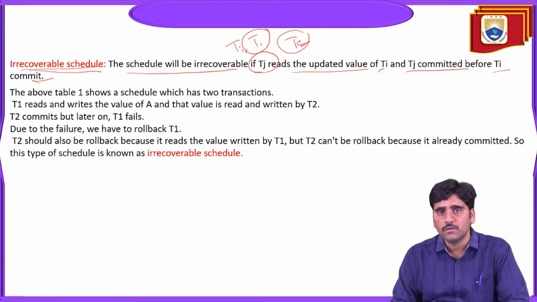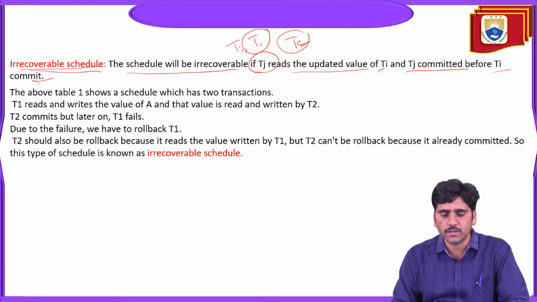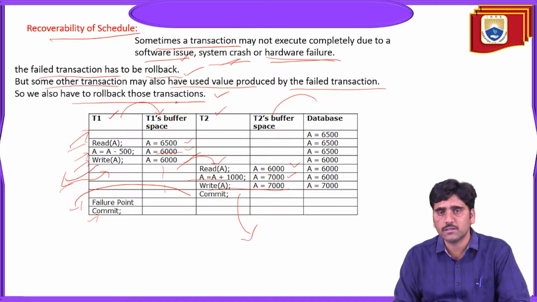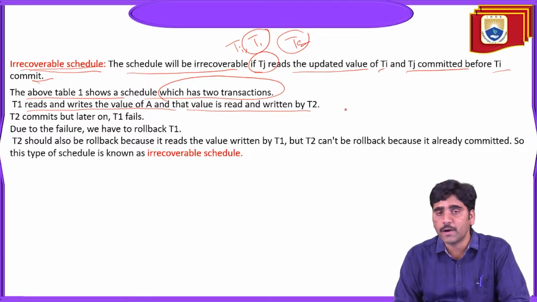That means if the transactions may not be committed, then you are not able to roll back. We are not going to roll back the not committed transaction. From this diagram, we can say that the above table 1 shows a schedule which has 2 transactions. T1 reads and writes the value of A, and that value is read and written by transaction T2.